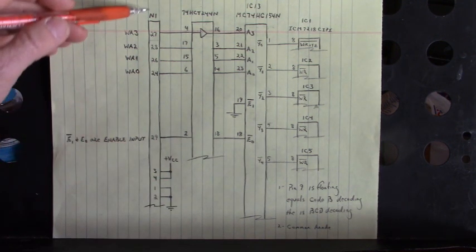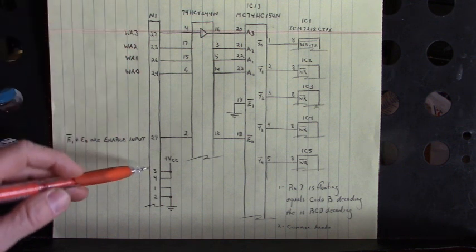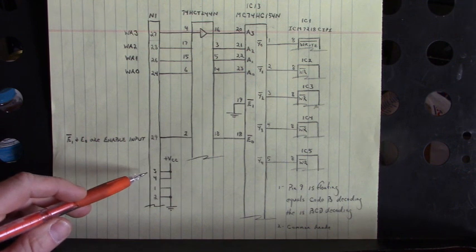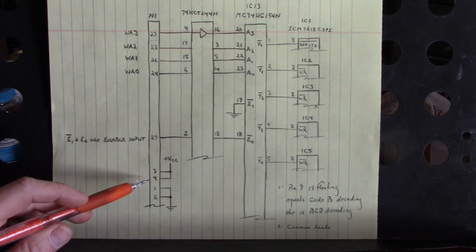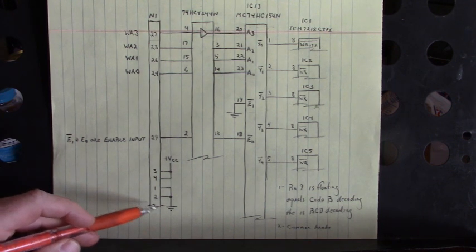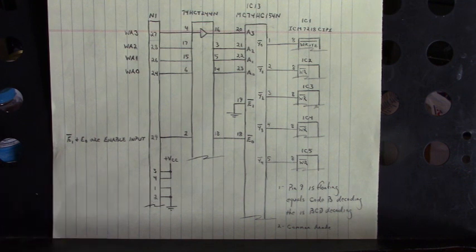Now down here on the ribbon cable, 5 volts is applied to 3 or 4 and ground on 1 or 2 from an external 5 volts DC power supply.